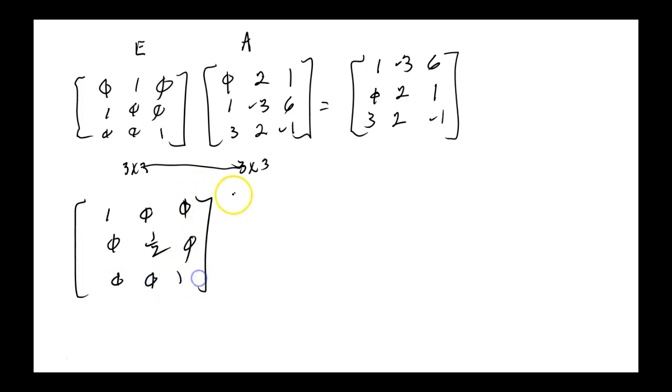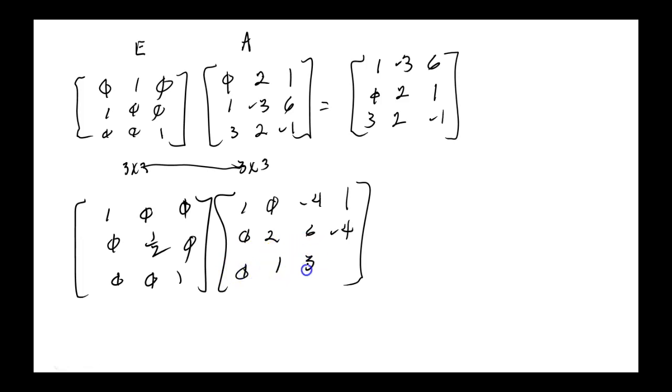And this time you're going to multiply it by matrix A. And this is going to be a different matrix A: 1, 0, -4, 1; 0, 2, 6, -4; 0, 1, 3, 1. Okay, so there's a different E.